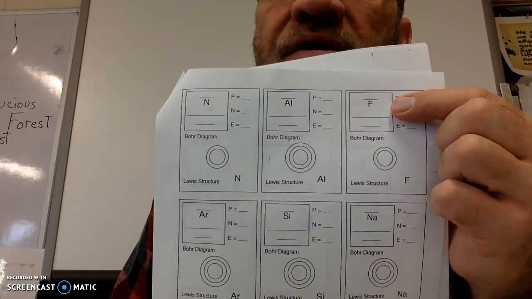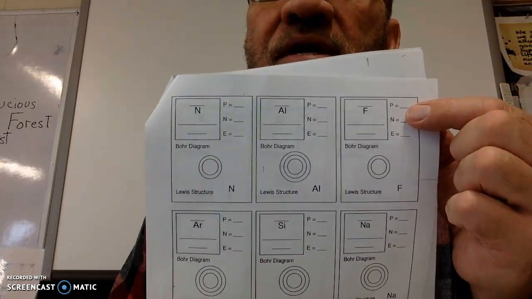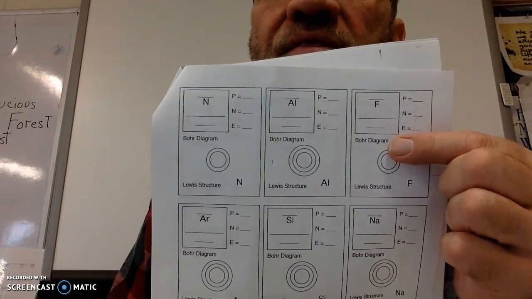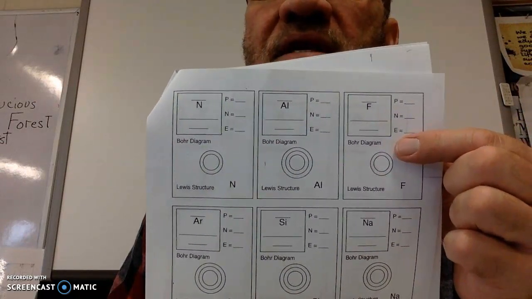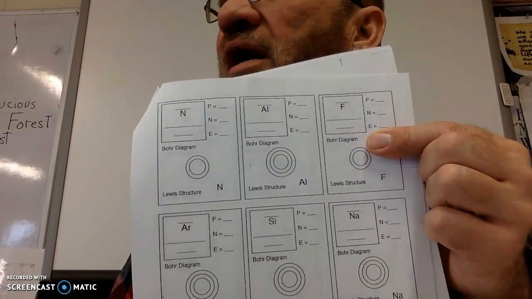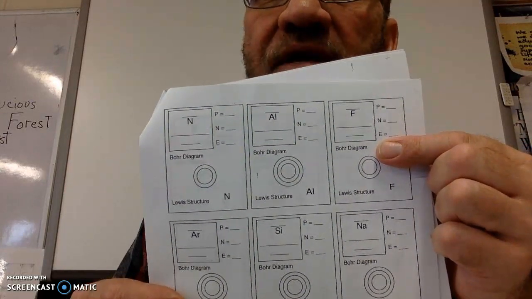And then over here, you're going to put the number of protons for fluorine, which equal the atomic number, and then the number of electrons, and then you have the Bohr model. And that's the electrons that are for fluorine. Okay, so that's how you do it, just like this sample on the front.